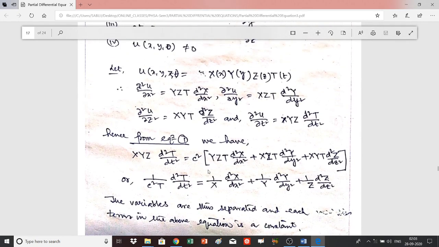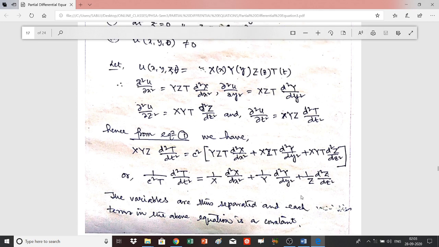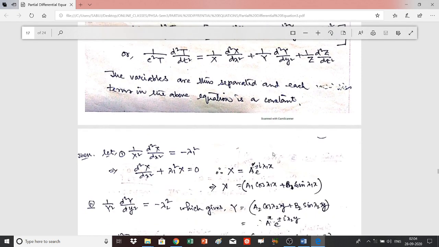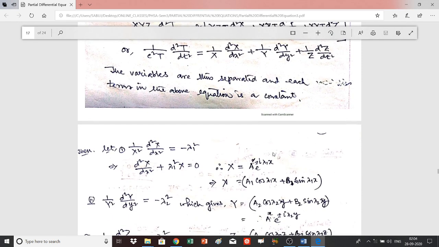Now just divide both sides of this equation by X, Y, Z, T and c square. That will give you 1 by c square T, d2T by dt square, is equal to 1 by X, d2X by dx square plus 1 by Y, d2Y by dy square plus 1 by Z, d2Z by dz square. It is essential to remember that all the terms will be constants, because you know it very well, and we repeatedly used it in our previous cases.